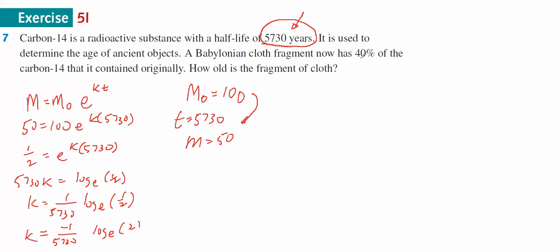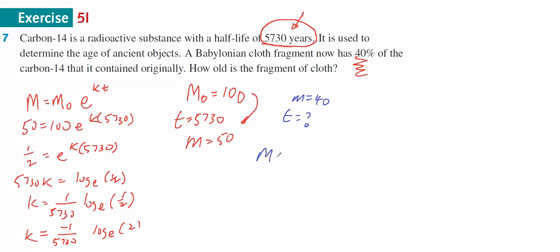Okay, now I need to know how old is it if it's 40%? Well, if it's 40%, m now equals 40, because if I start at 100%, now I'm at 40%. What does t equal is what this question is asking.